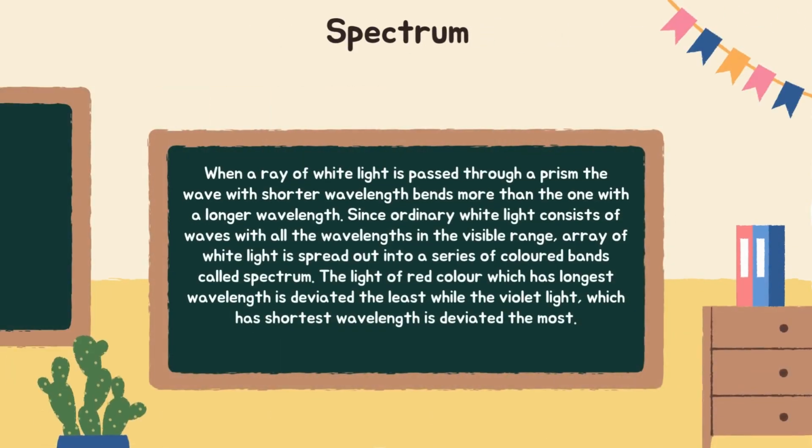Spectrum. When a ray of white light is passed through a prism, the wave with shorter wavelength bends more than the one with a longer wavelength. Since ordinary white light consists of waves with all the wavelengths in the visible range, a ray of white light is spread out into a series of colored bands called spectrum. The light of red color, which has longest wavelength, is deviated the least, while the violet light, which has shortest wavelength, is deviated the most.